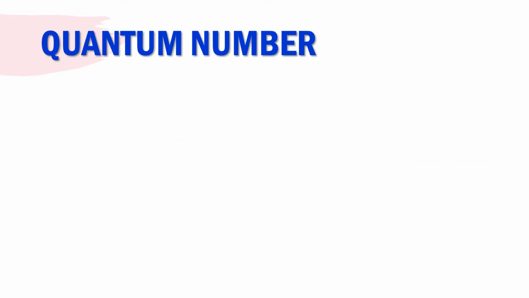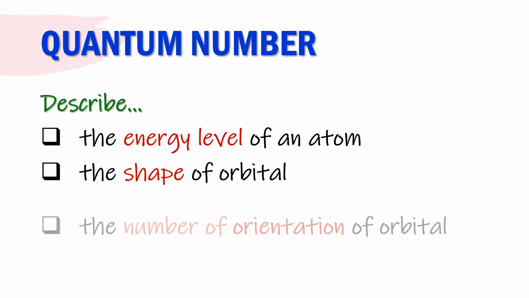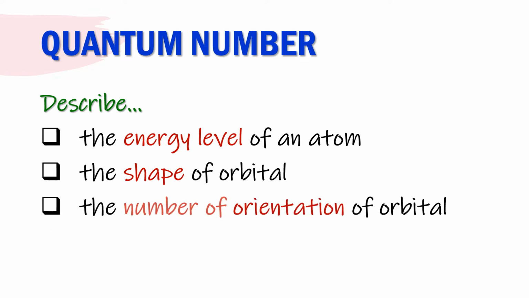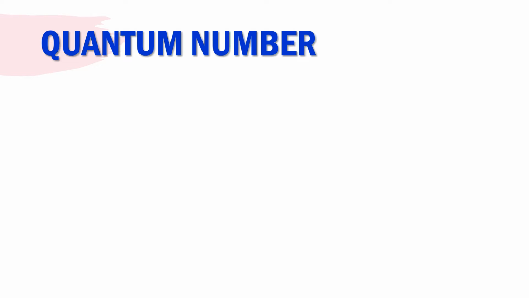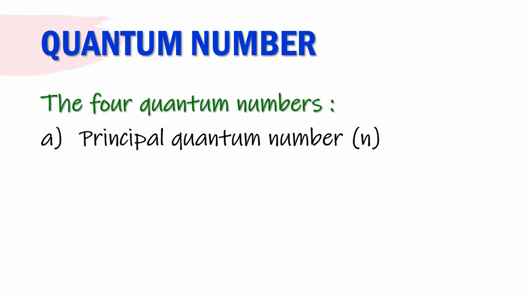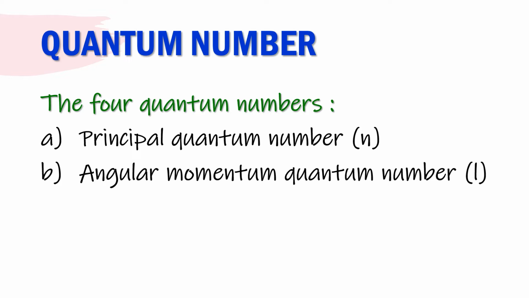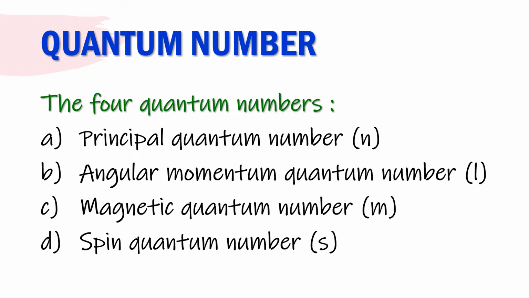To specify the exact position of an electron in an orbital, we can use quantum numbers. These quantum numbers describe the energy level of an atom, the shape of the orbital, the orientation of the orbital, and the spinning motion of electrons. The four quantum numbers are called the principal quantum number n, the angular momentum quantum number L, the magnetic quantum number m, and the spin quantum number S.